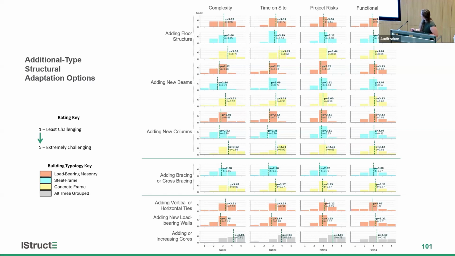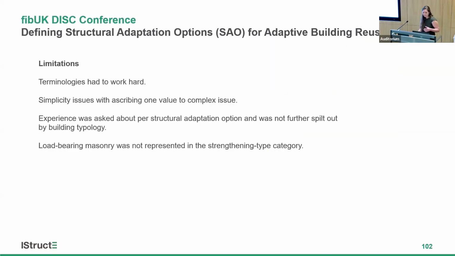Similar story for adding our cross bracing for all of them, but the functional difficulty, there's quite a significant increase in the perceived challenge or difficulty of implementing an adaptation. For this group, our adding or increasing of the cores, which again wasn't specified for typology, was seen as the most challenging adaptation. As with all studies, there were of course limitations.